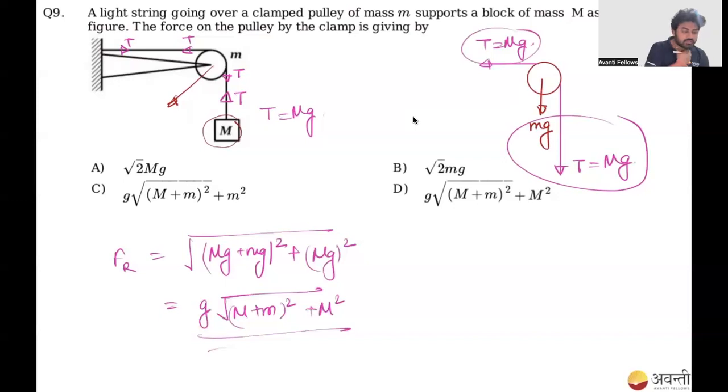So what will be the correct answer for this question? Option D. Don't get confused, this under root is extended here also, a little bit of printing mistake, right?